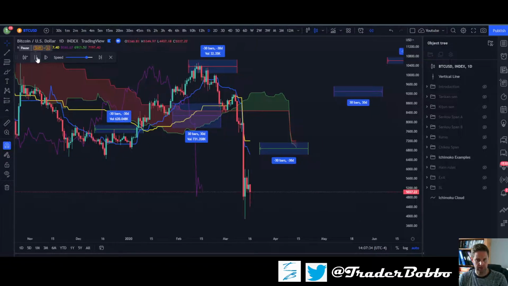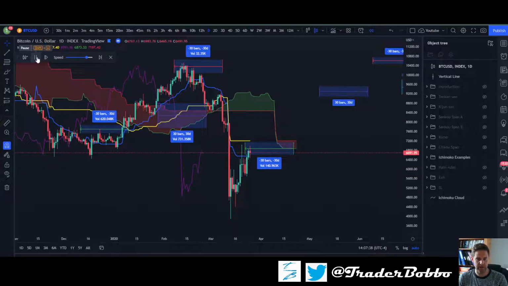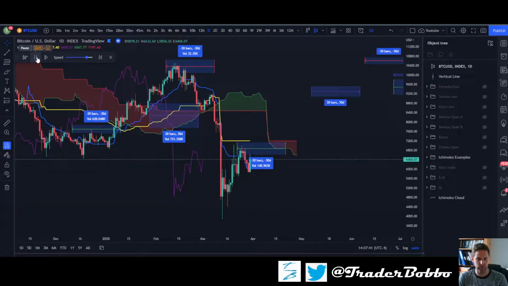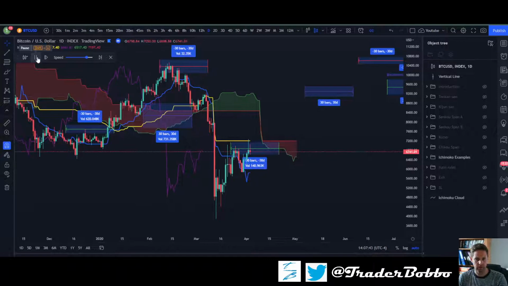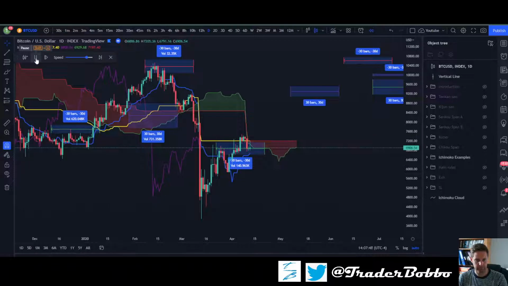But that's why I said Ichimoku is such a strong tool. It tells you what's going to happen, or gives you indications of what's going to happen before it happens. We're going to have some bearish action soon. You can see on my back-tested example.